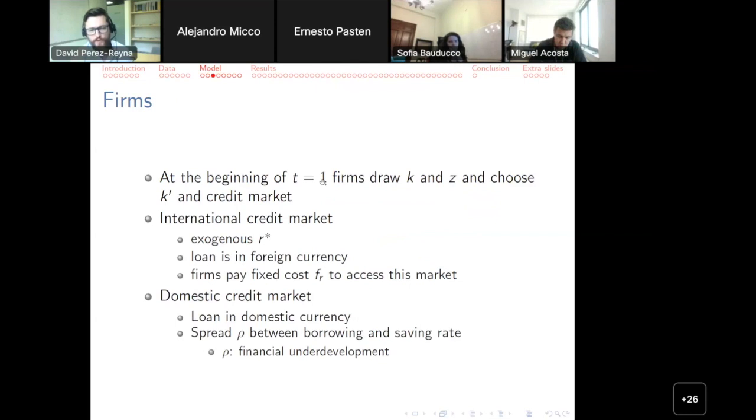Once again, there are two periods. In the first period, firms draw their initial state, the initial level of capital and initial productivity, and they choose how big they want to be in the second period and which credit market to use. They could tap the international credit market by facing an exogenous interest rate, but this loan is in foreign currency, and to access this market they pay a fixed cost, which we denote as FR.